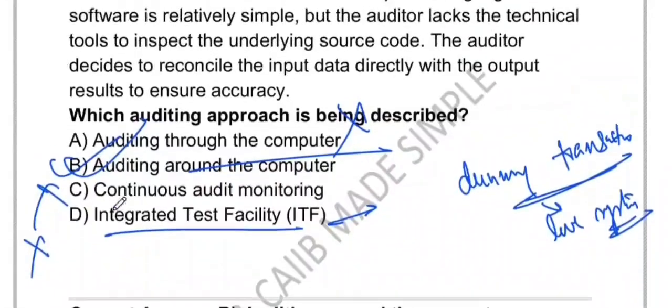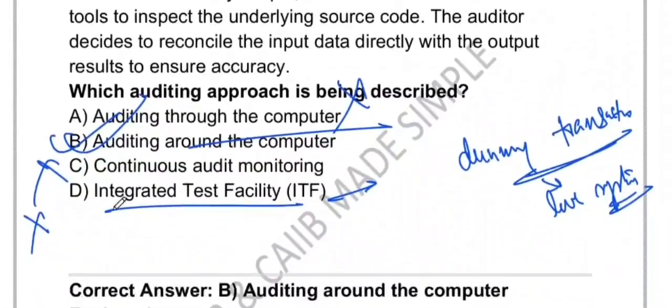It focuses on input and output only. Internal logic is not examined, also called the black box approach, suitable for simple systems and a clear audit trail. I hope I have explained each and every aspect of it. So option B is the correct answer.